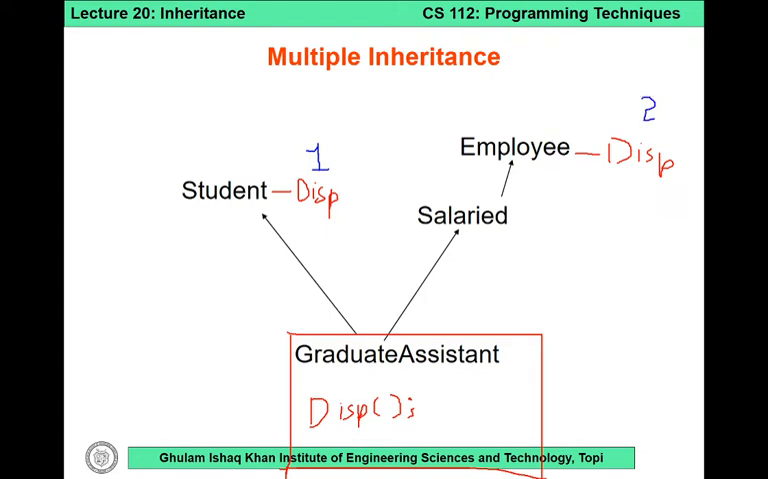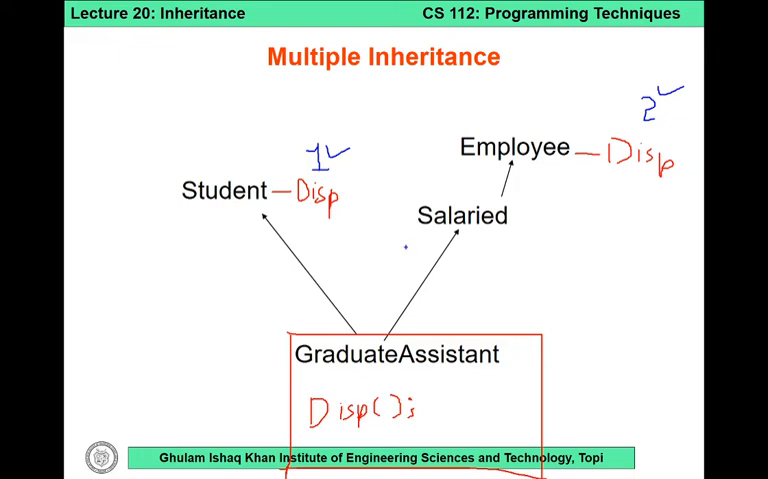So in this case as well, the naming conflict occurs, and the compiler has to decide either to call this function or to call this function. So in this particular case it will cause an error. So this naming conflict needs to be resolved.